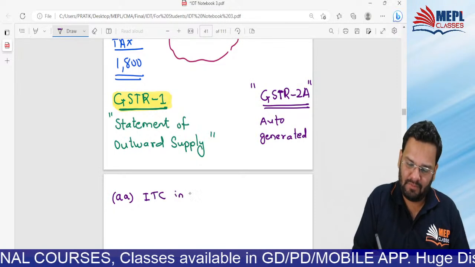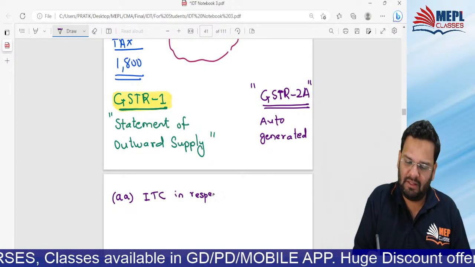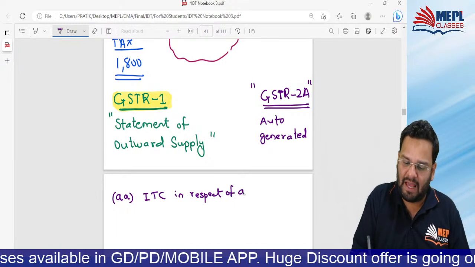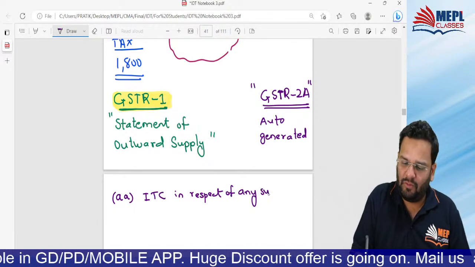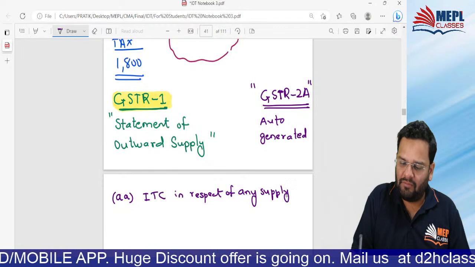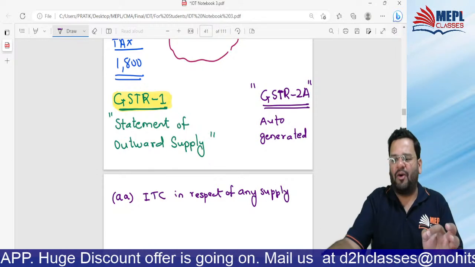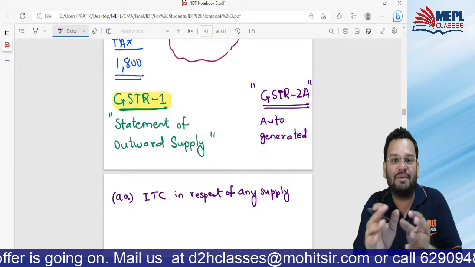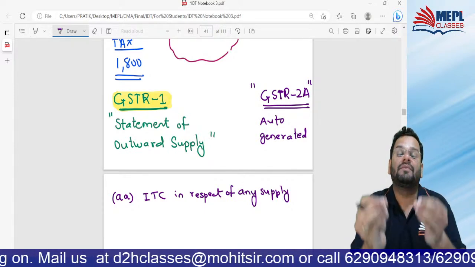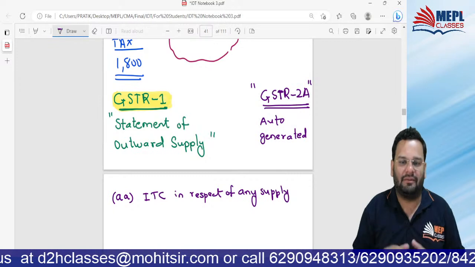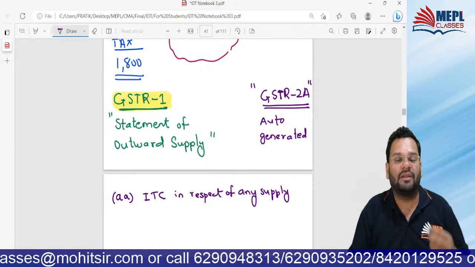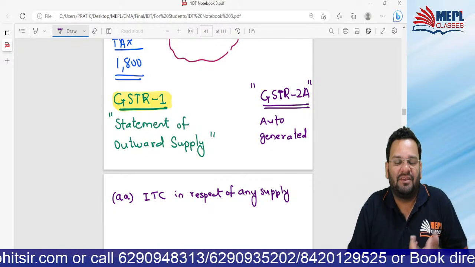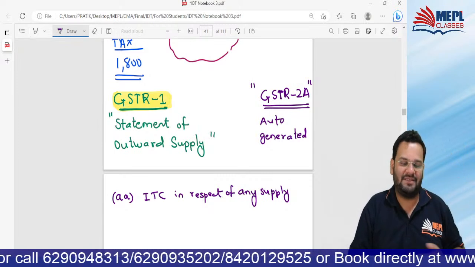ITC in respect of any supply. What I always believe is every student should have in writing all important provisions of the law. Of course, not as it is, but in a simplified form. So exactly that's what we are doing. If anyone asks you what are the conditions for claiming ITC, you should know all the 6 conditions.